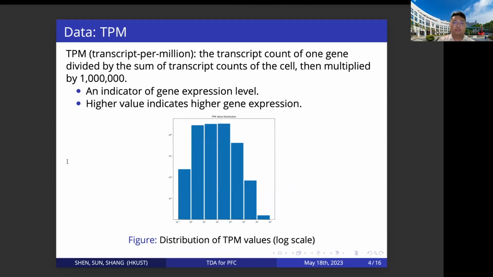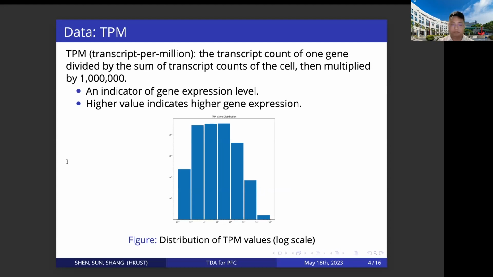And our data is the TPM values. Basically, the TPM, say transcripts per million, is a value derived from the transcript count of the genes, and essentially it is an indicator of a certain gene's expression level within one cell. The higher value means that the cell has higher expression on that gene. So this chart shows the distribution of all the TPM values of the original data set. The horizontal axis is the TPM value, while the vertical axis is the value count.